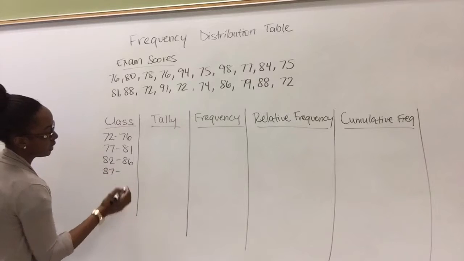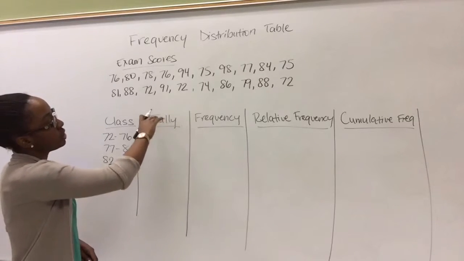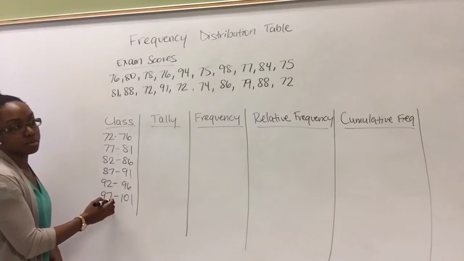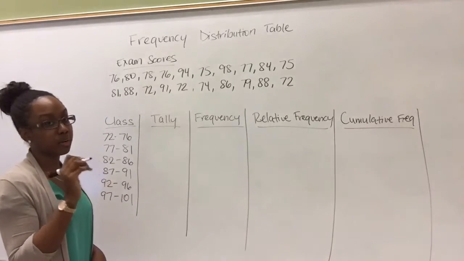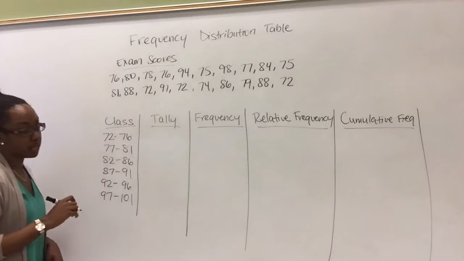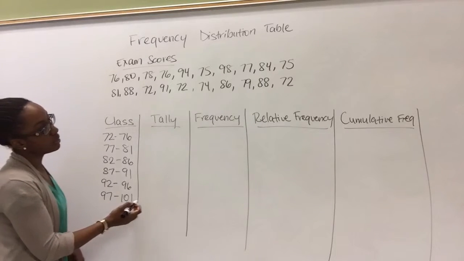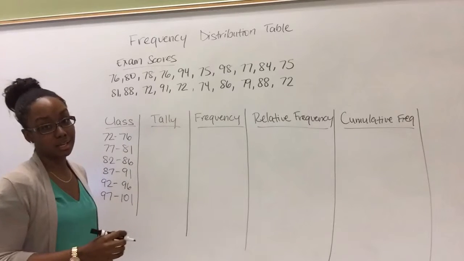87. Now we'll do this all the way up until we reach the greatest number in our data set. Our last digit would have to be a number greater than or equal to the greatest number in your data set. So here we actually went over, so it's 101, and our greatest number was 98.